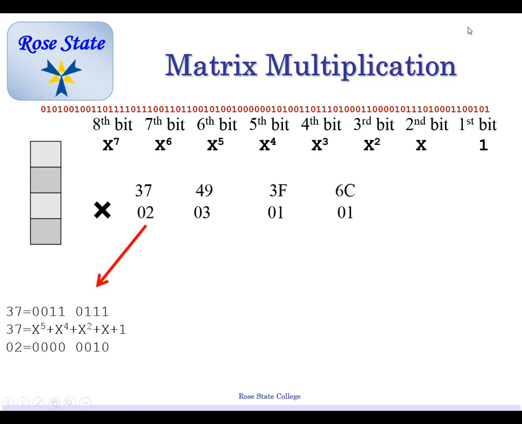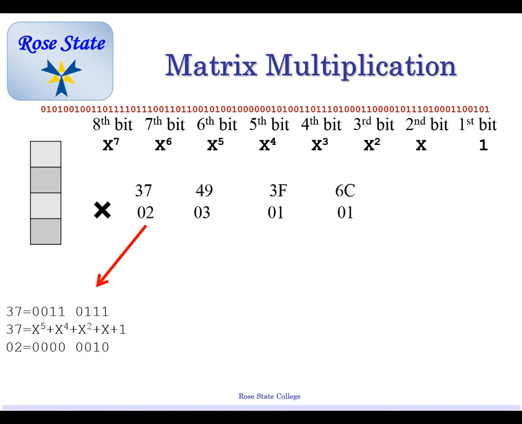So 37 has 0 x to the 7ths. You all agree with that? 0 x to the 6ths. It has a 1 here, because remember, it's 0, 0, 1, 1. So it has an x to the 5th and x to the 4th. Has no x cubed, but it has x squared, x, and 1. So it's x to the 5th plus x to the 4th plus x squared plus x plus 1. Everybody see that's 37? Y'all see that?